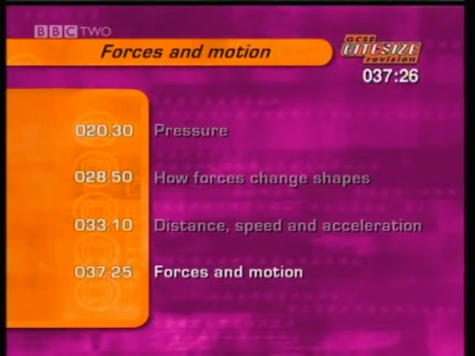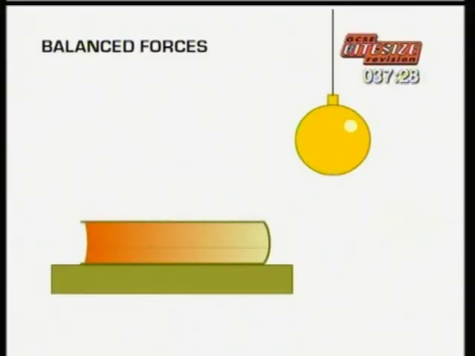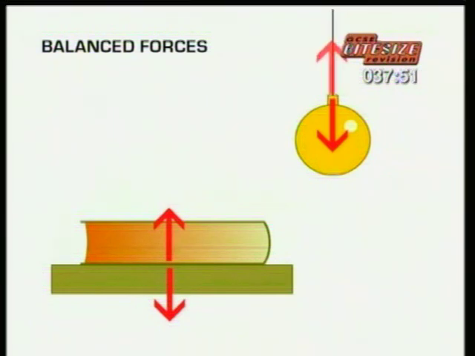This section is about forces and motion. If an object is at rest on a table or hanging from a thread, it will stay where it is. That sounds obvious, but the reason is because the forces acting on it are balanced. The weight of the book acting downwards is balanced by the equal and opposite force of the table pushing upwards. The weight of the ball acting downwards is balanced by the equal and opposite force of the thread pulling upwards.